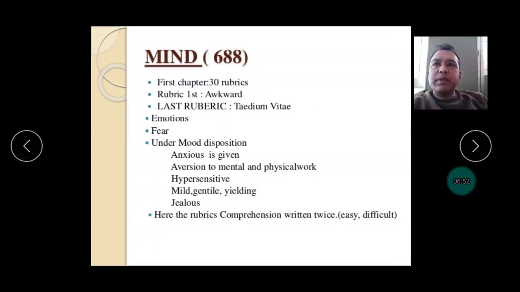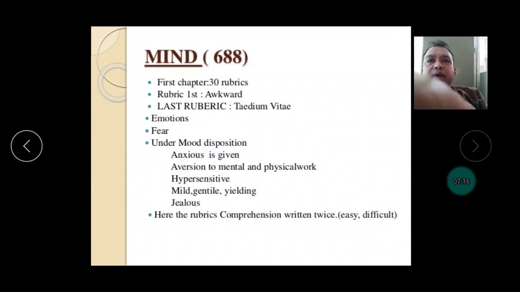Now it's basically mind, the first chapter. It contains about 30 rubrics. The first rubric is awkward, and the last rubric is stadium vitae. Emotions, fear; under mood disposition, anxious is given, aversion to mental and physical work, hypersensitive, mild, yielding, jealous. Basically all the mental symptoms are arranged in such order that they can be differentiated well.